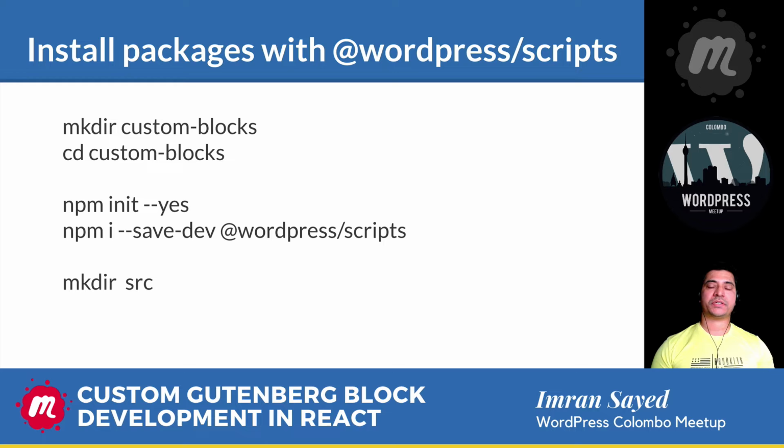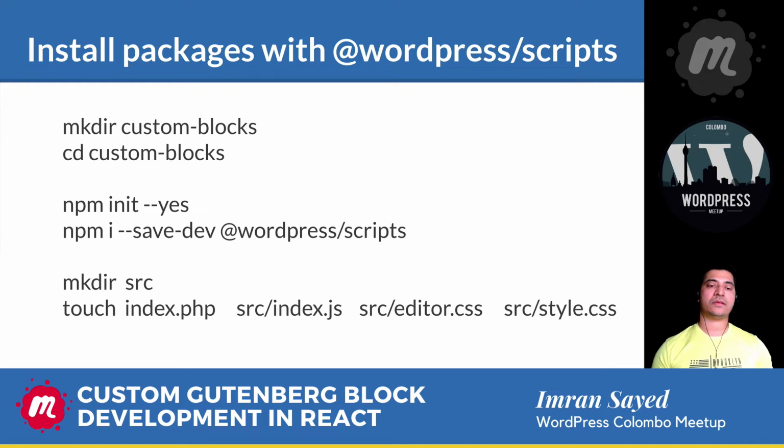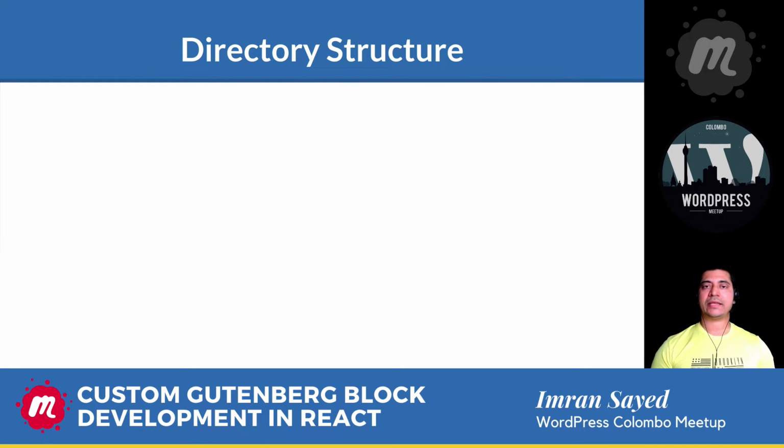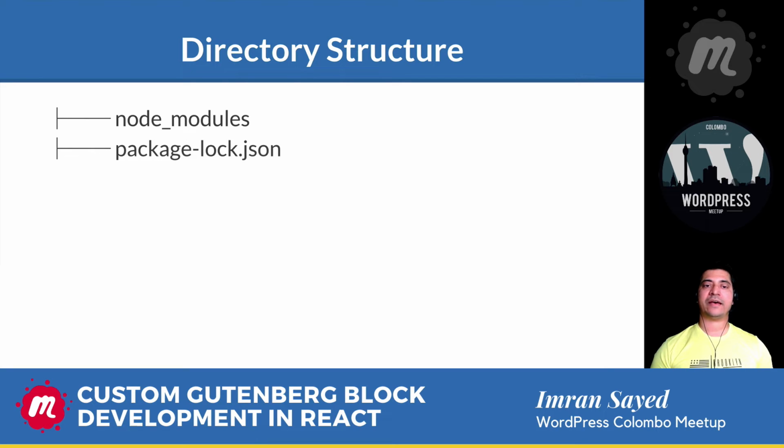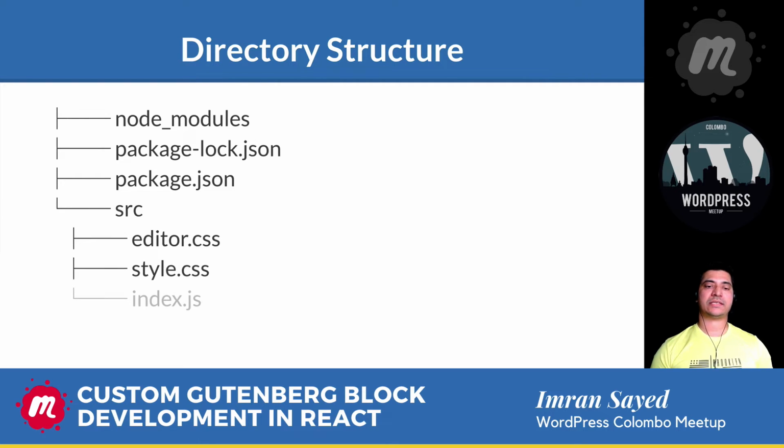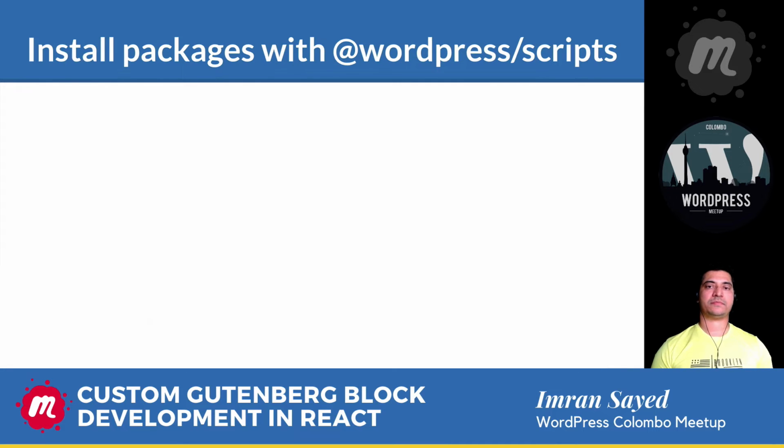Then we create a directory called source, and then we create a bunch of files called index.php, index.js, editor.css, style.css, etc. So whether you want to do it for your plugin or theme, but this time we are doing it like a plugin. So let's take a look at the directory structure after we have run those commands. So you have node_modules where it's installed all of the dependencies and the packages. You have package-lock.json, you have package.json, you have source, you have editor.css, style.css, index.js, index.php.